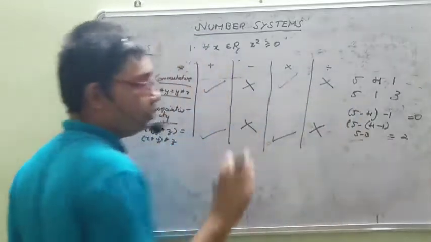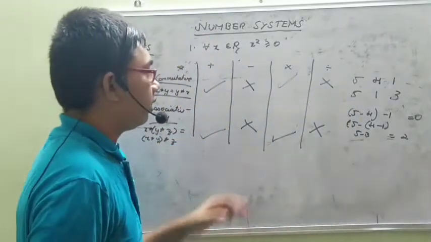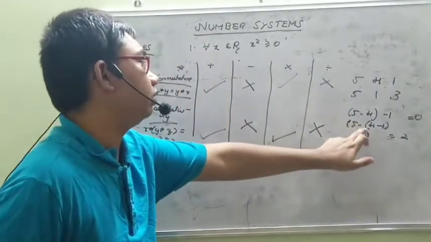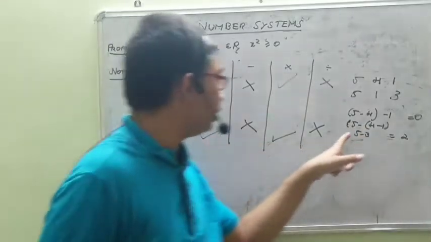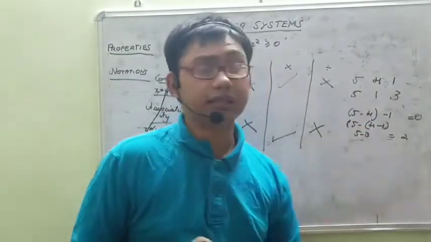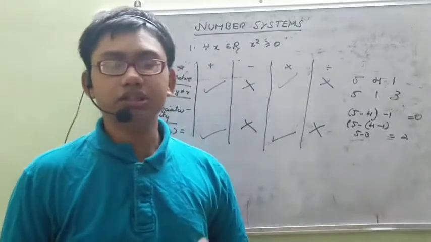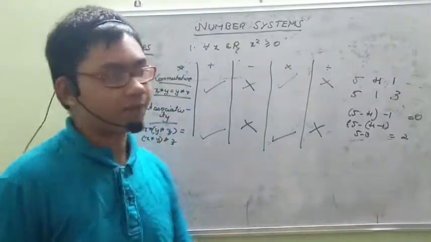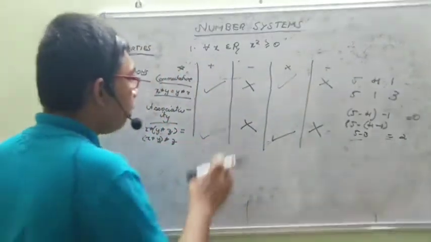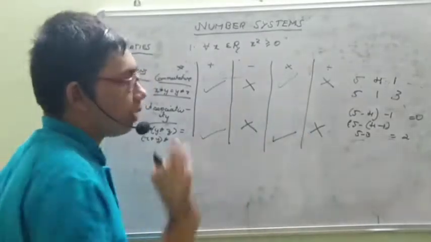Now, I will tell you one more thing. Why I am doing this 4 minus 1 first is that it is inside the bracket. Just memorize for now that it is inside the bracket. I will tell you why. So, associativity does not apply here; a similar rule holds.